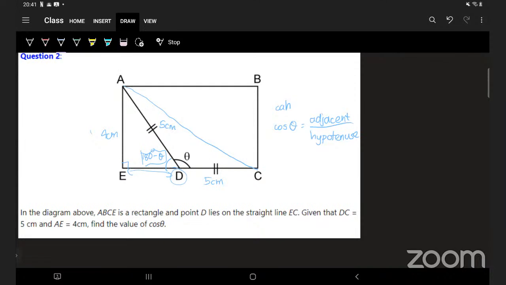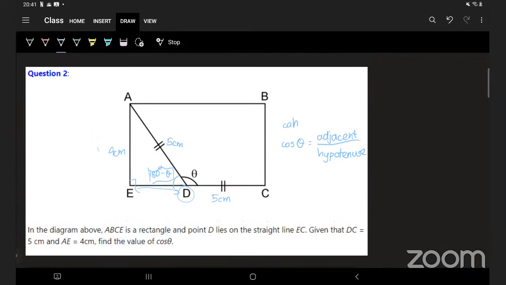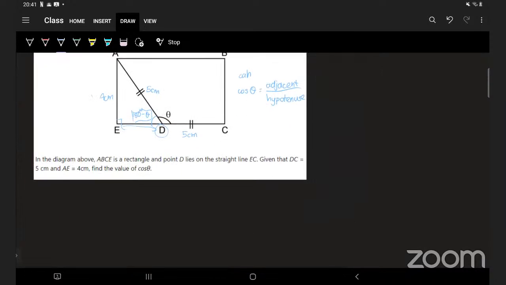You should be able to identify the hypotenuse by now, which is the line that is opposite of the right angle symbol over here. So this is the hypotenuse. Now we know what the hypotenuse is, but we don't know what the adjacent is. So there's actually two ways to do this question. I'll show you the first way first.